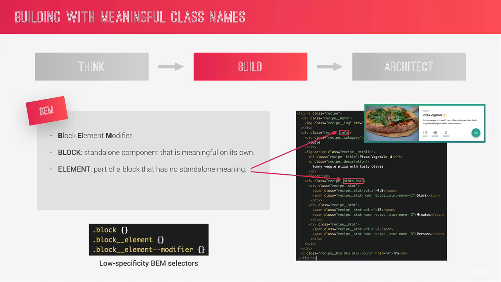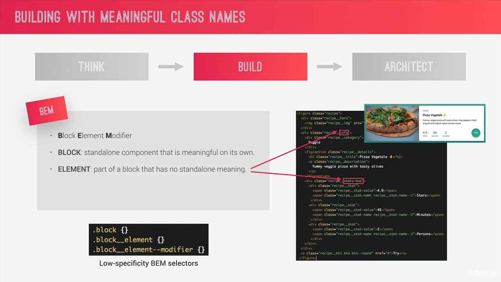But again, if we take one of these elements out of the block, then they wouldn't be useful at all. They wouldn't have any meaning. Now what's important to note here is how the recipe block still appears in all the class names within the block. Do you see that? That's why we have the word recipe all over the place in this HTML code.